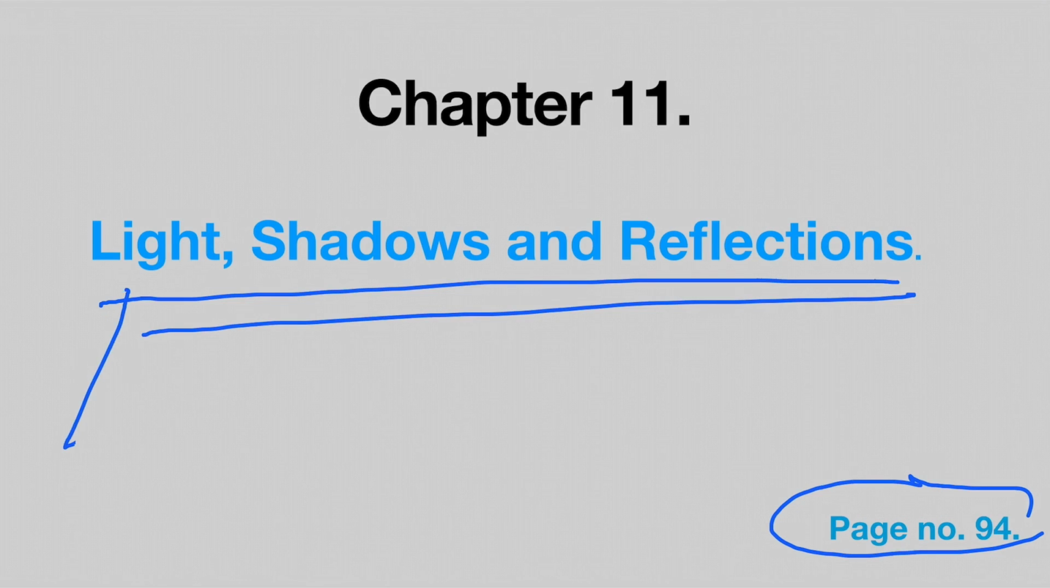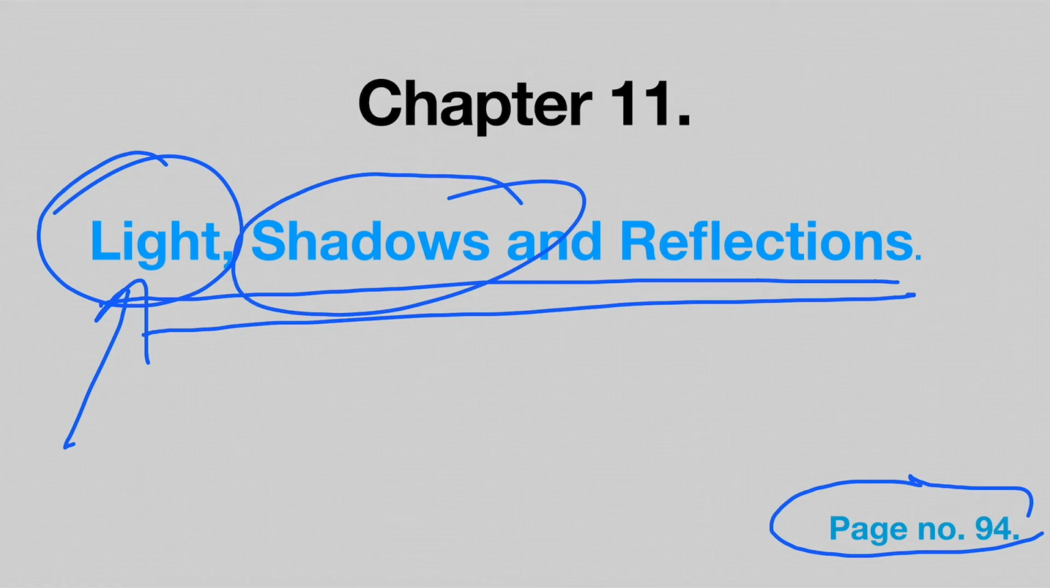So here, the first one, light. So what is a light? A light is something that helps us see our surroundings. If there is no light, we won't be able to see what is in front of us. Our eyes will basically become useless. Shadows are those parts of an object that don't receive light and appear dark.